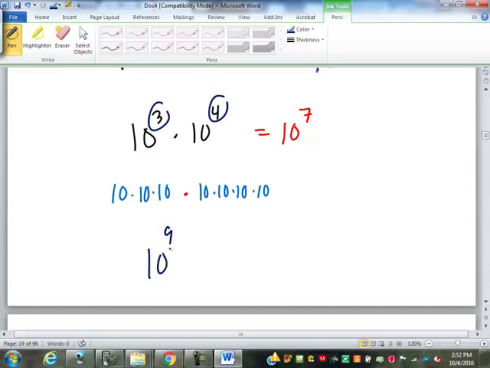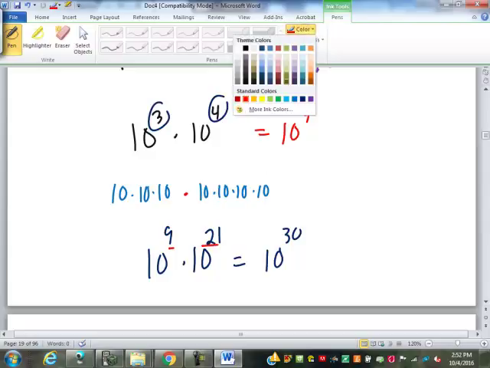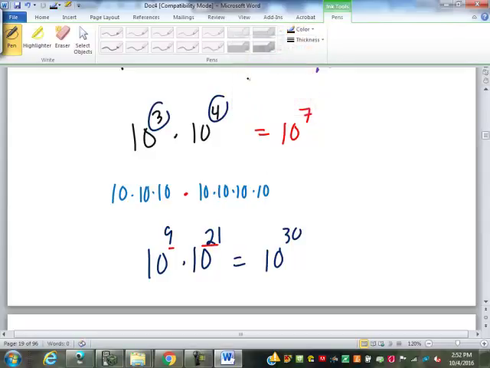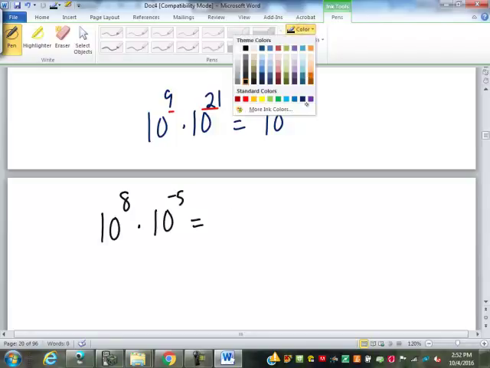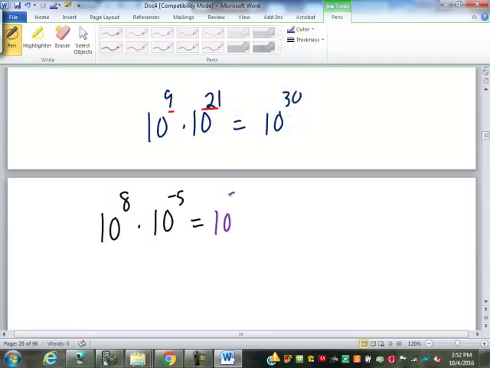So 10 to the 9th times 10 to the 21st is going to be 10 to the 30. 9 plus 21 is 30. So 10 to the 8th times 10 to the negative 5th is going to be what? 10 to the 3rd. 8 plus negative 5 is 3. Positive 8, negative 5 ends up at 3.